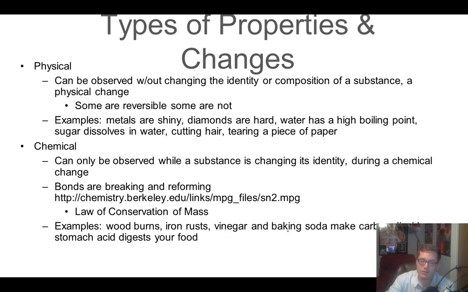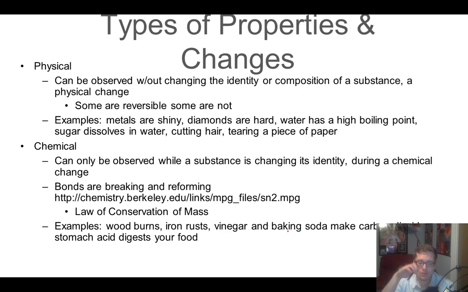If you leave that sugar water out long enough, all the water will evaporate, and what do you have left? Well, you still have the sugar. That lets you know that when that sugar dissolved, it did not get changed. It just dissolved. It's still sugar. So therefore, dissolving things is a physical change, and solubility is a physical property.